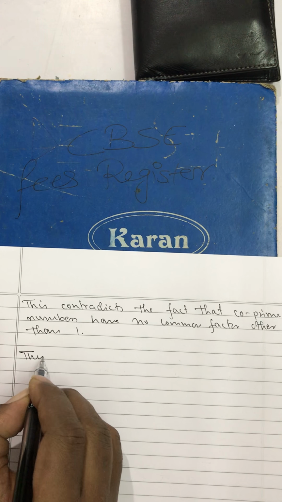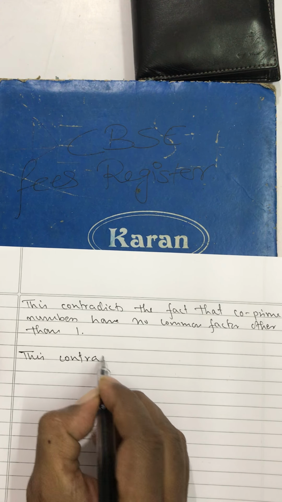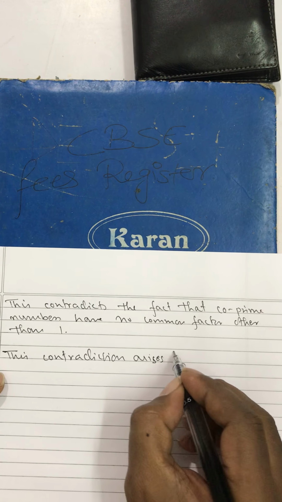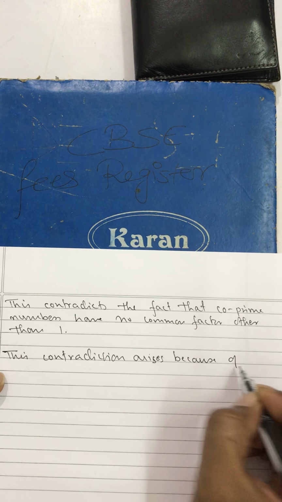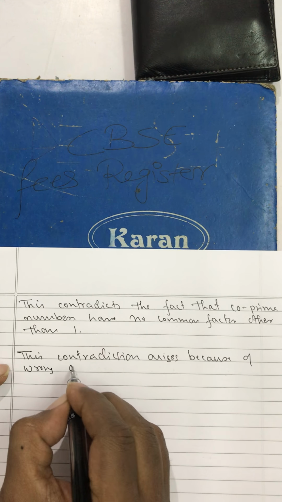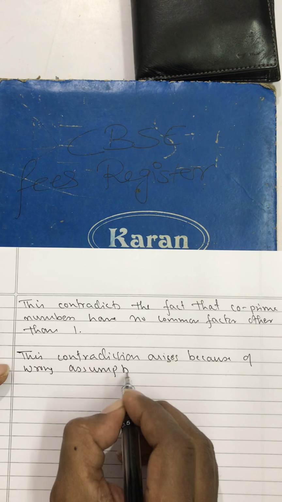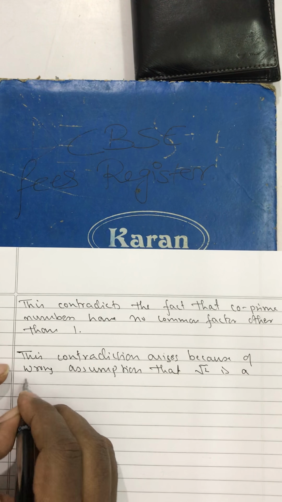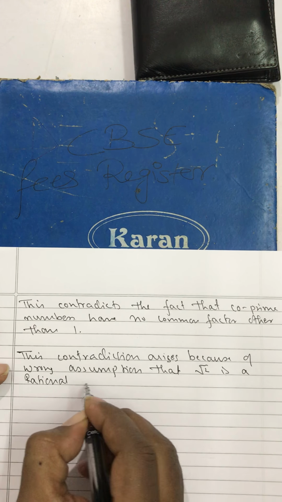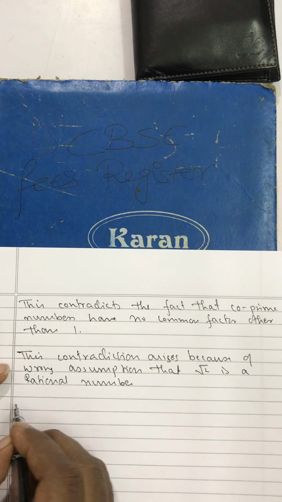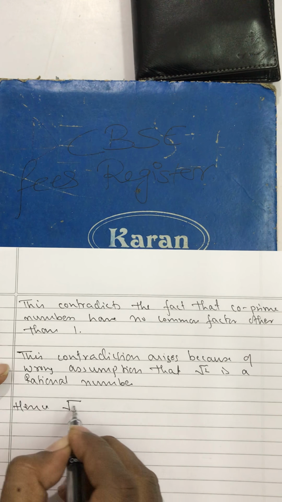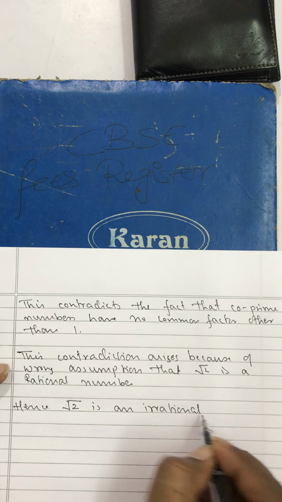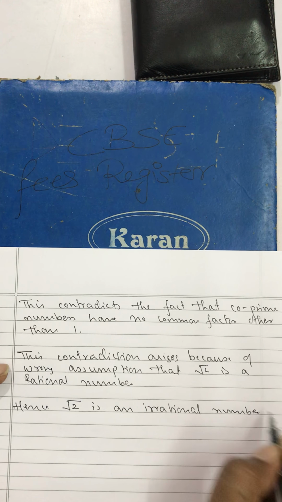This contradiction arises because of the wrong assumption that root 2 is a rational number. Hence, root 2 is an irrational number.